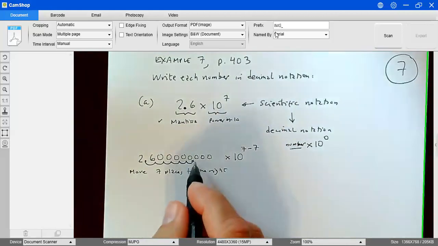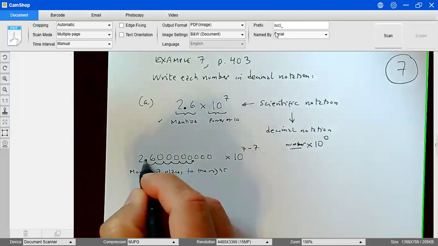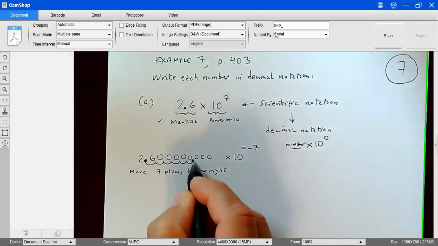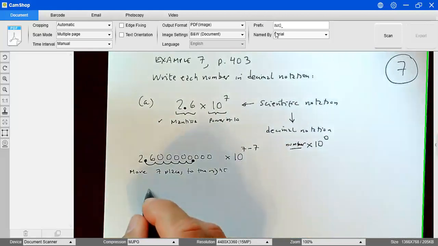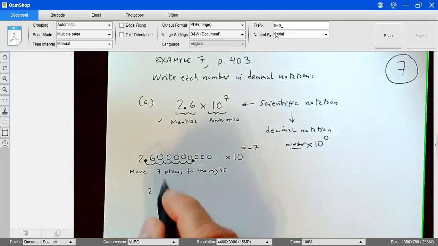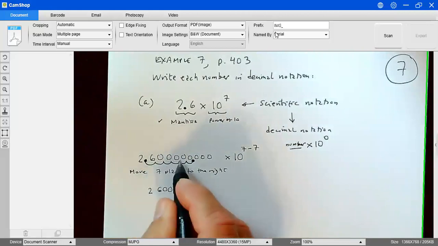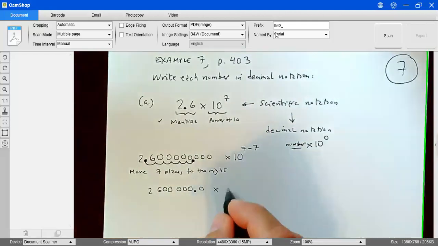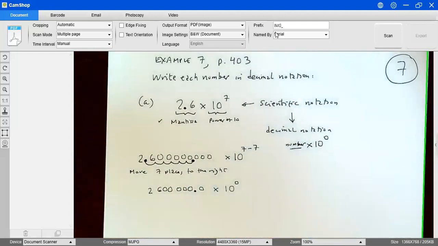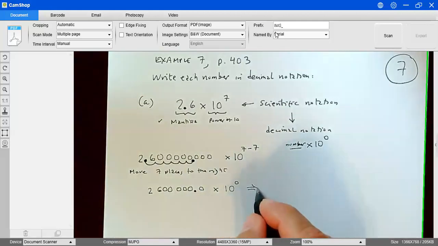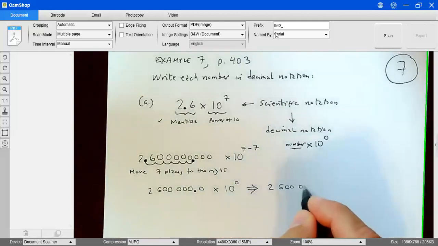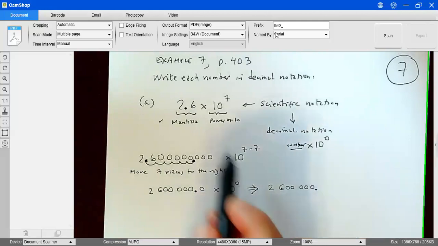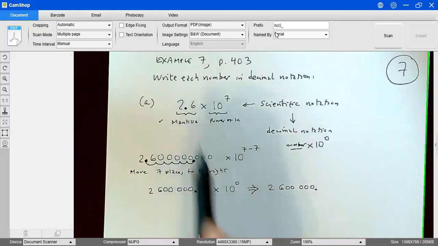So that means that the final location of this point is going to be here, and because of that, we're going to be able to do this operation. So we're going to get 2, then I have 600, and then 1,000, and then the point is going to end up here, and you can have one 0 here or more, or no zeros at all. This is going to be times 10 to the 0, but times 10 to the 0 is just 1, so the final answer is this. So that's the number in decimal notation that corresponds to this number in scientific notation.